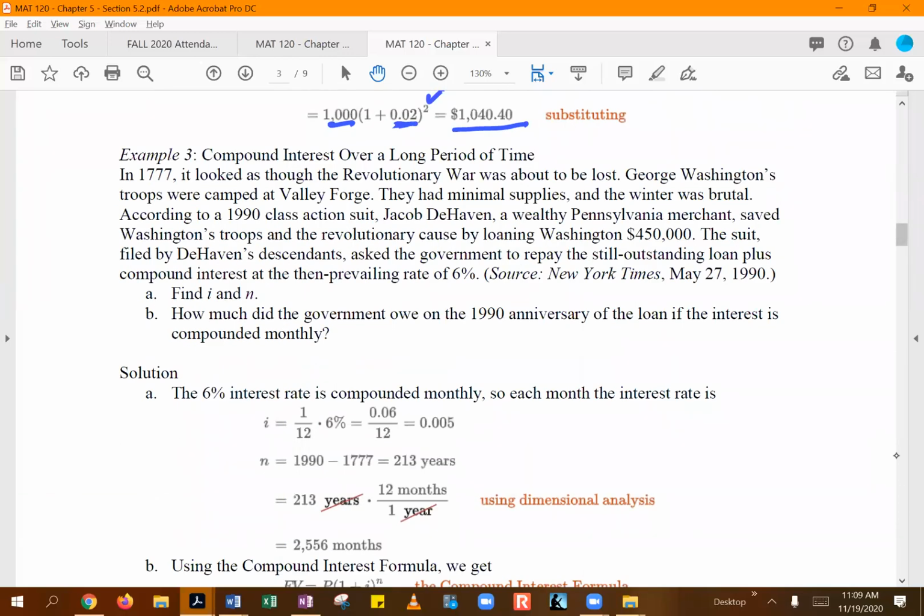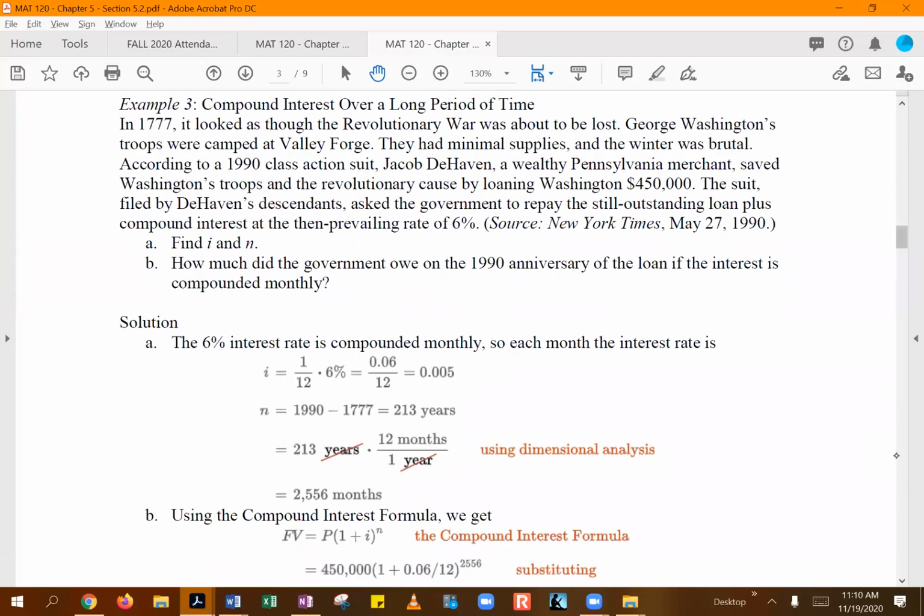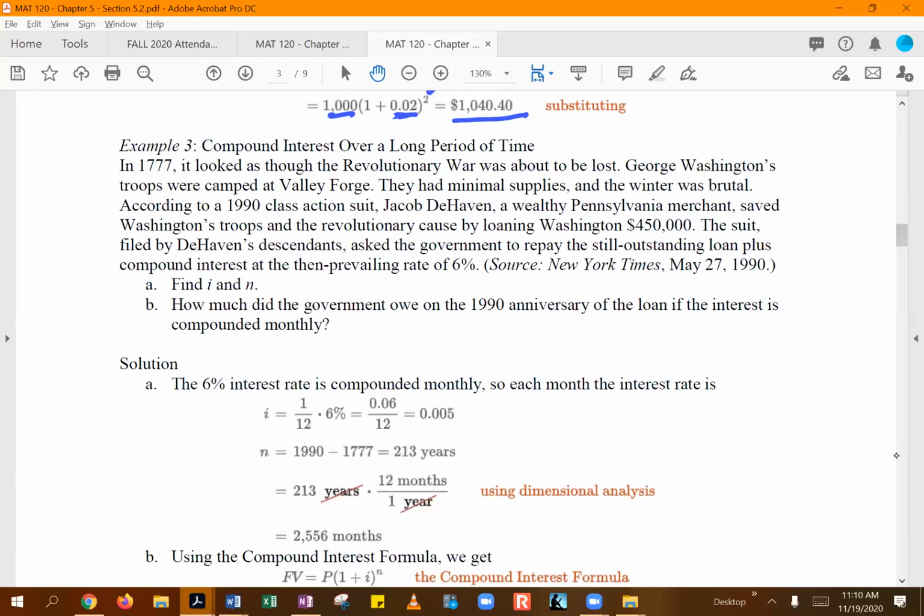So let's take a look at another example here. We're talking about 1777, when it looked as though the Revolutionary War was about to be lost. George Washington's troops were camped at Valley Forge. They had minimal supplies. The winter was brutal. According to a 1990 class action lawsuit, Jacob DeHaven, a wealthy Pennsylvania merchant, saved Washington's troops and the revolutionary cause by loaning Washington $450,000. So basically this person, Jacob DeHaven, loaned money to Washington so the Revolutionary War could continue.